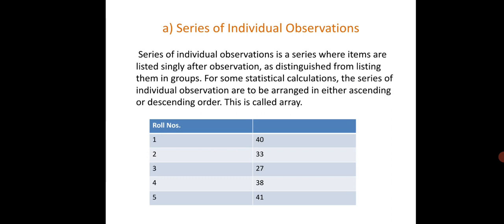First, series of individual observations. Series of individual observation is a series where items are listed singly after observation, as distinguished from listing them in groups. For some statistical calculations, the series of individual observations are to be arranged in either ascending or descending order. This is called an array.